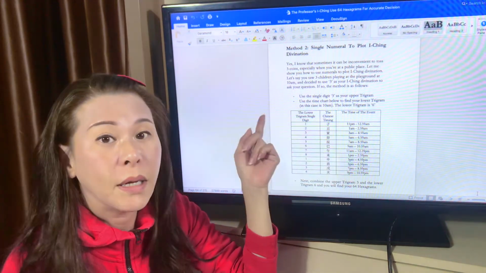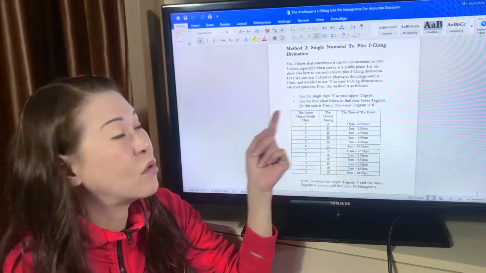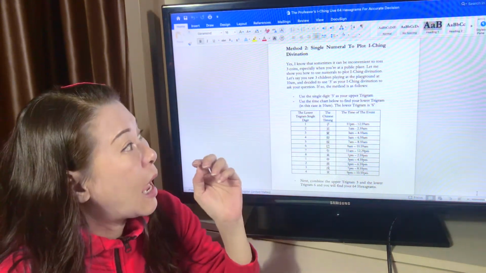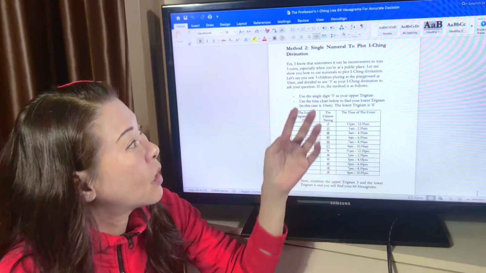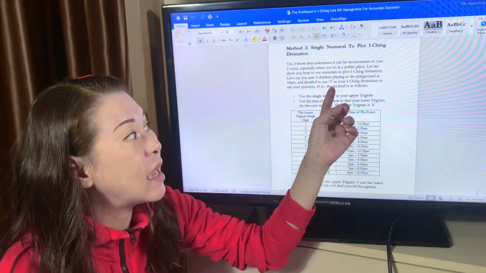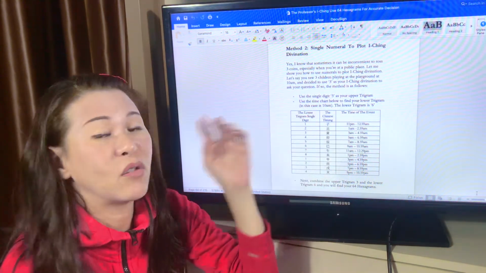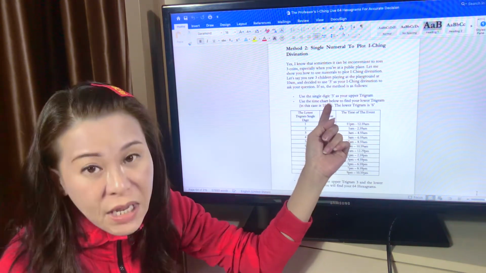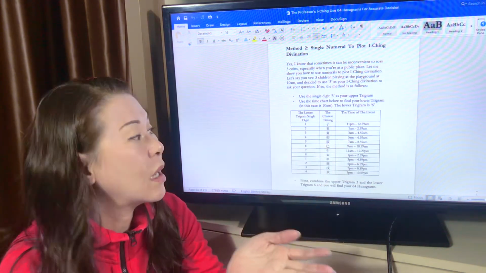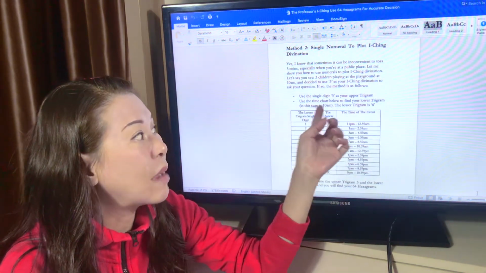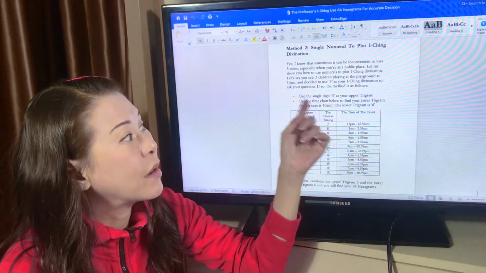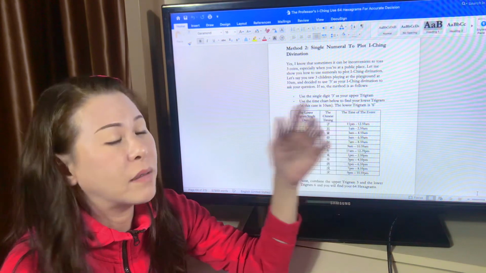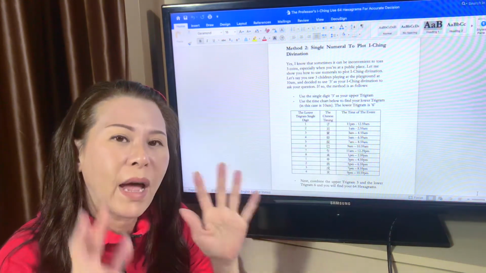There's an example here. Let's say you saw 3 children playing at the playground at 10 a.m., and you decided to use 3 as your I-Ching divination to ask your question. You use the single digit 3 as your upper trigram. And then the time, 10 a.m., you can use as the lower trigram. Now, we know there are 8 trigrams.